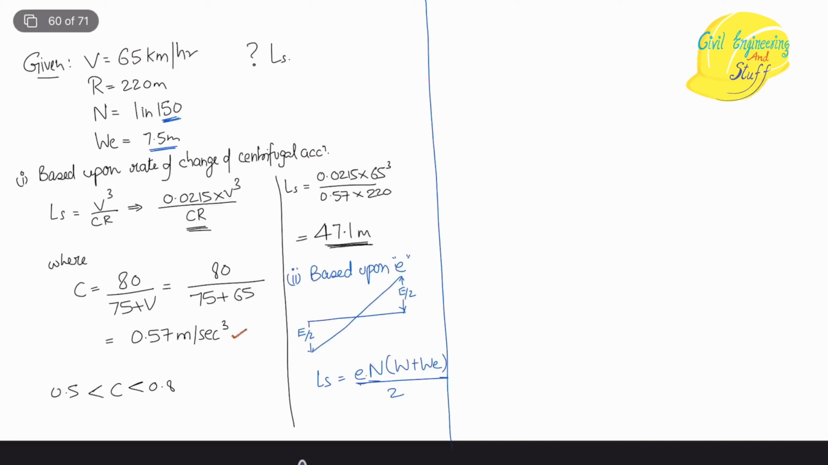So how do we find the value of super elevation? We have done it in the past. The value of E is given as V square divided by 225 into R. Try and do the question by yourself, then see the solution, right? That will be much beneficial. Then we have R is 220. So this value comes out to be 0.085.